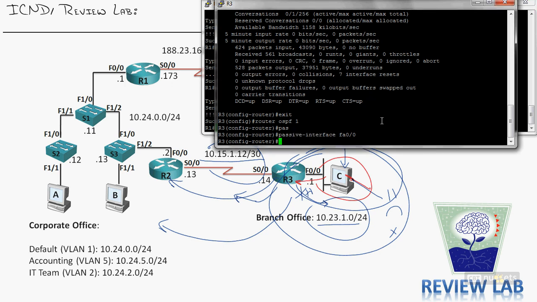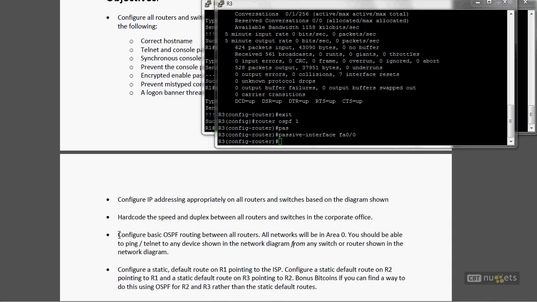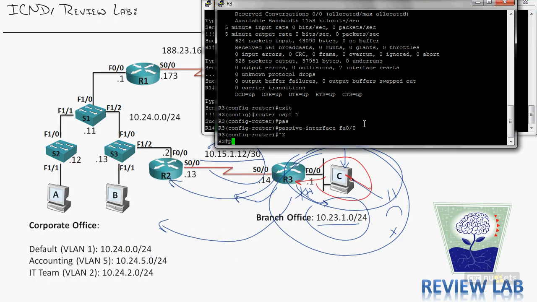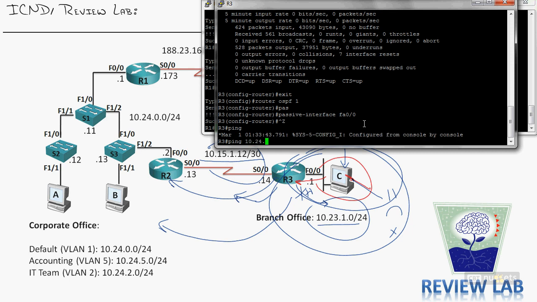Okay, so where are we at? Let's go back to our objective. Configure basic OSPF between all routers. Good. Area 0. Good. We should be able to ping or telnet to any device shown in the network diagram from any switch or router shown in the network diagram. Okay, so let's try it out. I'm going to go to router 3 and let's just ping router 1. Ping 10.24.0.1.